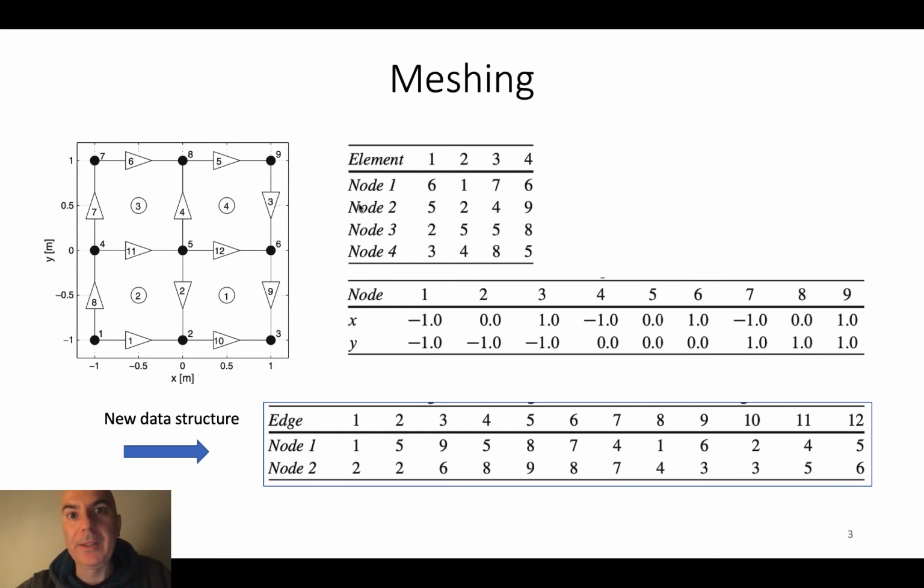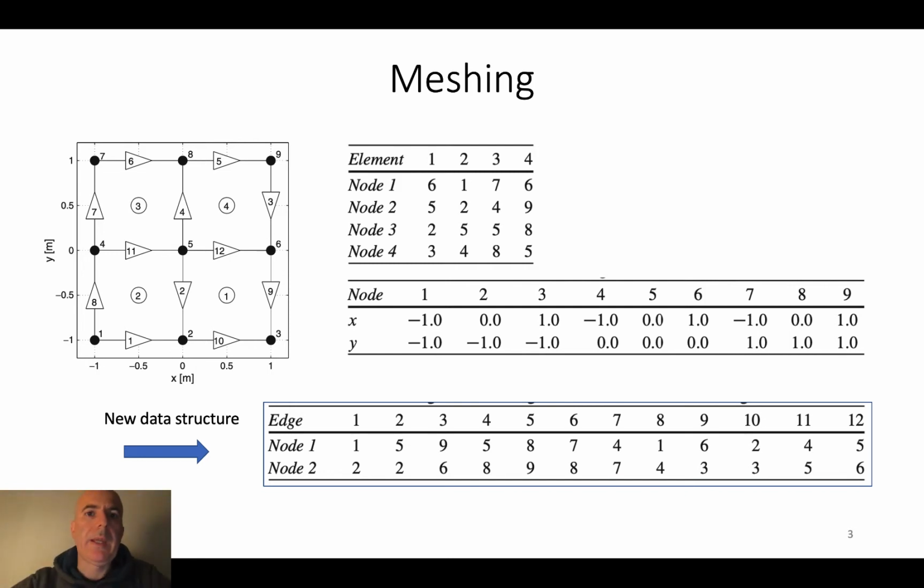The second one is the one that relates the node to the coordinates in x and y. So for instance, we have the global index for node 1, and this corresponds to an x that is -1 and a y that is also -1.